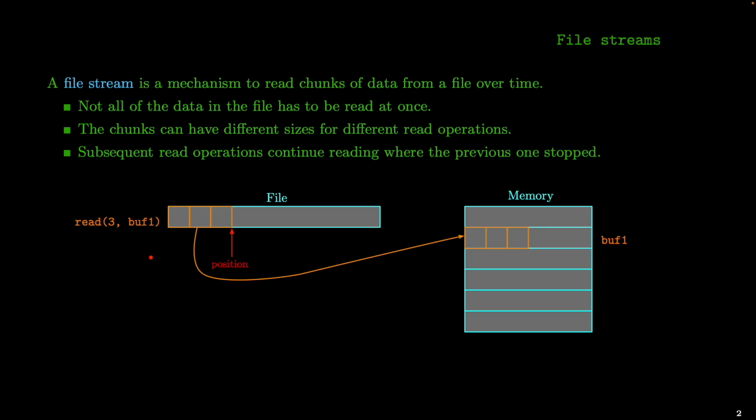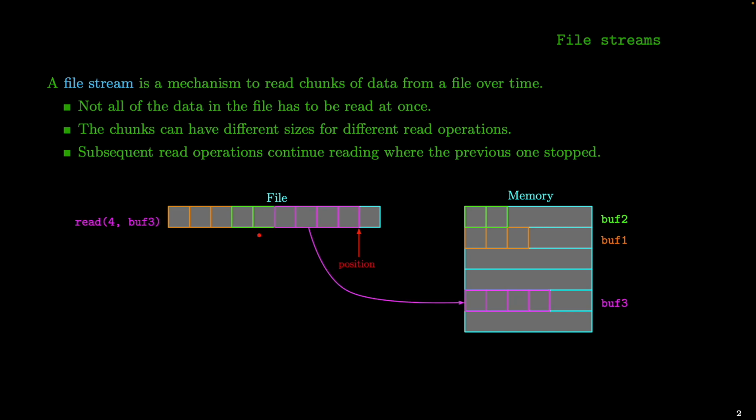Then, at some later point, we can perform another read operation. This time we read 2 chunks of data, and we write it to a different buffer, buffer 2, which is located here in memory. And again, we move the internal position of the file forward by the amount of data that we've read. Then we perform another read operation. We read 4 chunks of data, write it to buffer 3.